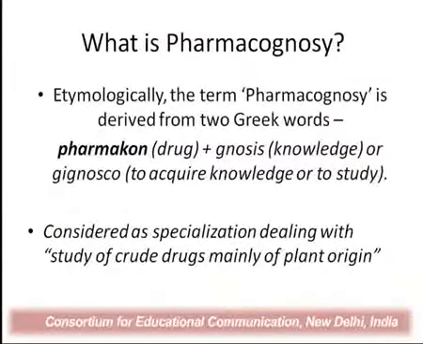Now, what is basically Pharmacognosy? Etymologically, Pharmacognosy is a term derived from two Greek words, pharmakon, which is drug, and gnosis, which is knowledge, or gignosko, to acquire knowledge. So in short, Pharmacognosy is a combination of two words, pharmakon and gignosko, that is, to acquire knowledge or to study about a drug. Pharmacognosy was considered a specialization dealing with the study of crude drugs, mainly of plant origin. Later on, various modifications were made in the definition, which we are going to discuss in the subsequent slides. So earlier it was just considered a study of crude drugs, primarily of plant origin.